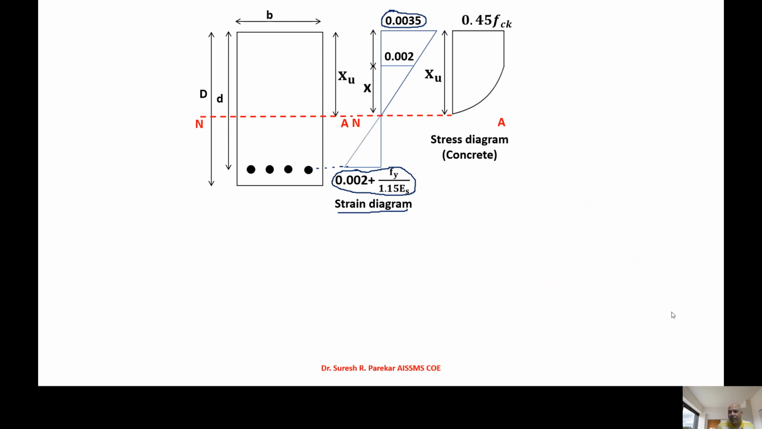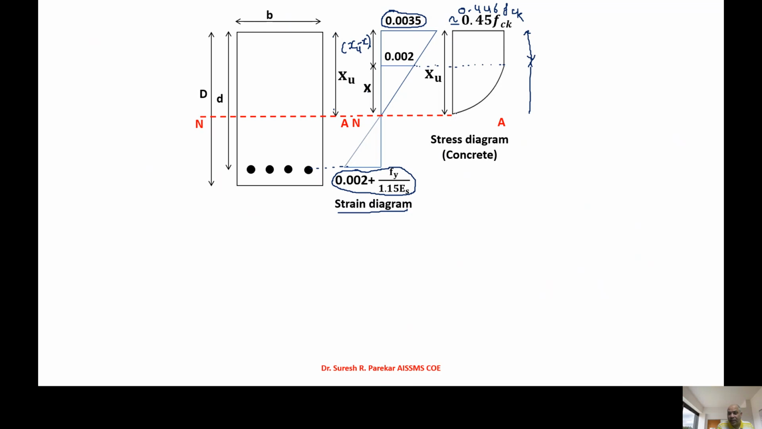Here we will have this diagram, that is a parabola. Now this value is the exact value: you have 0.446 fck, but approximately it will be considered as 0.45 fck. Now we have this rectangle, and this 0.002. This total value is xu. This is x. Then we have this value, which will be xu minus x. Now we are interested to determine these values, so we will calculate them.